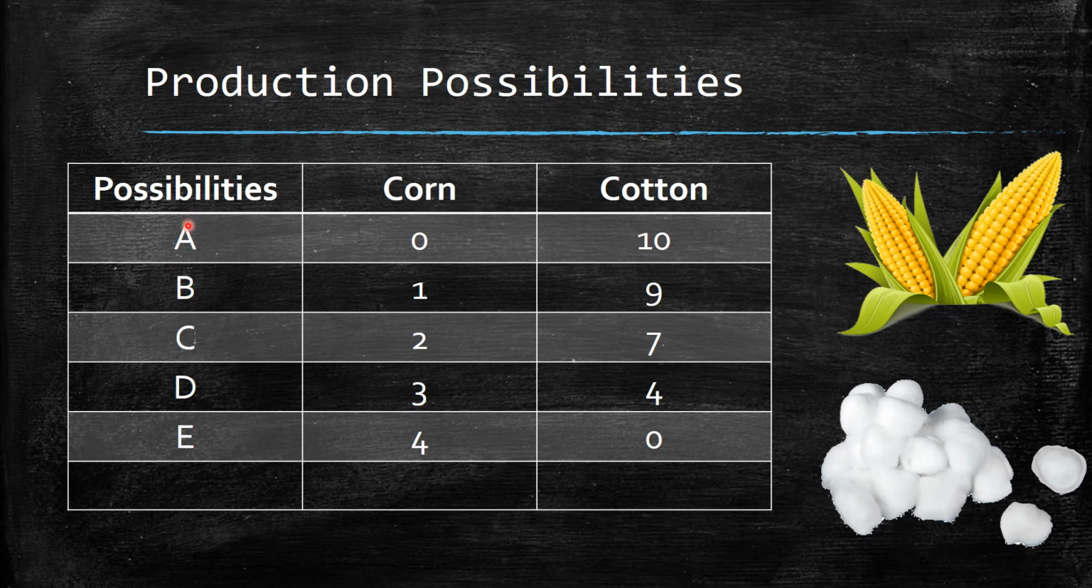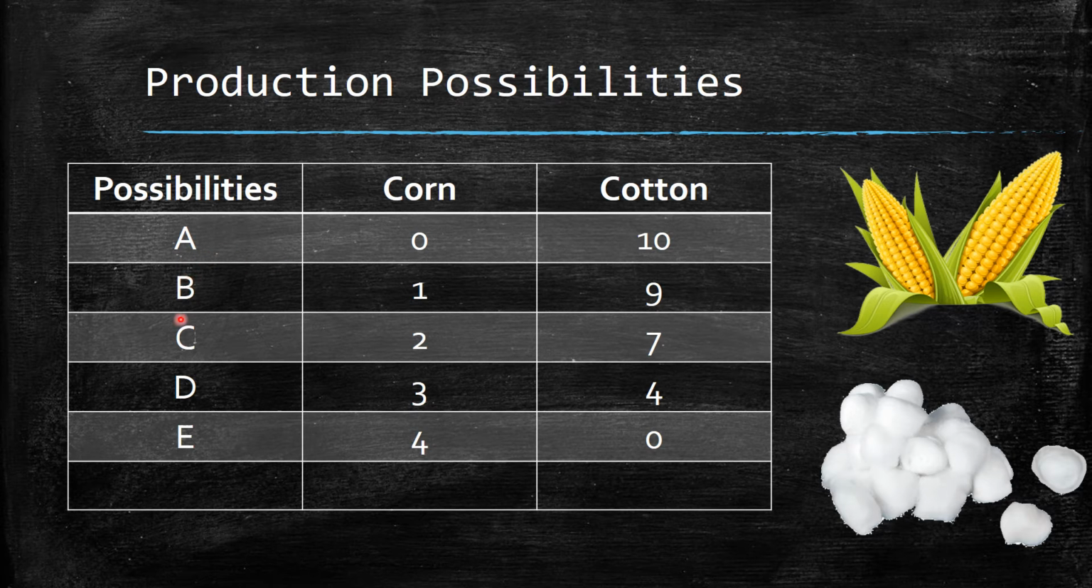At point A, we are producing only cotton and we are not able to produce corn. And at point E, we are only producing corn and we are unable to produce cotton, because the resources are fully utilized to produce cotton at A. At point E, the resources are fully utilized for corn in order to produce 4 units. But there are other possibilities where we can produce both goods.